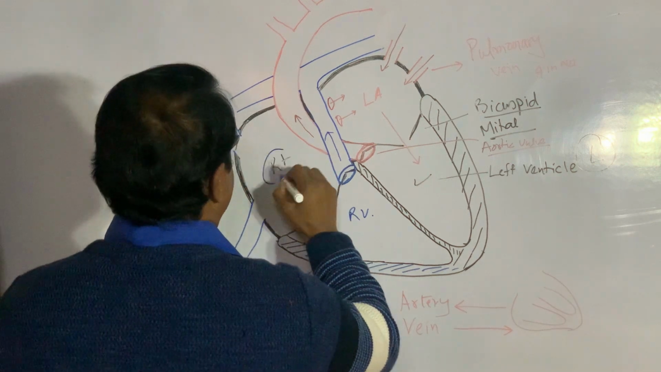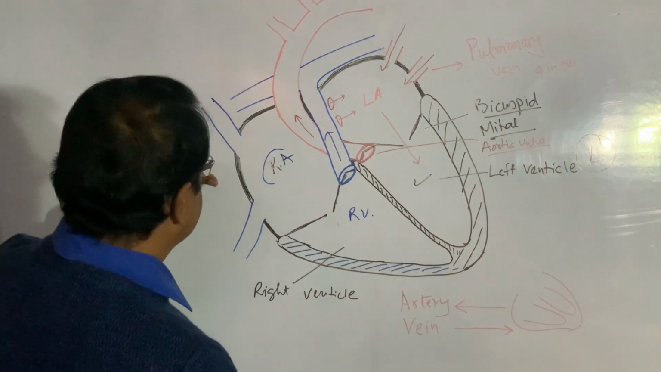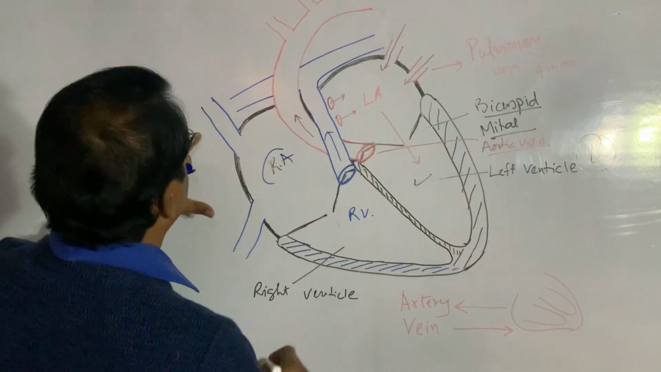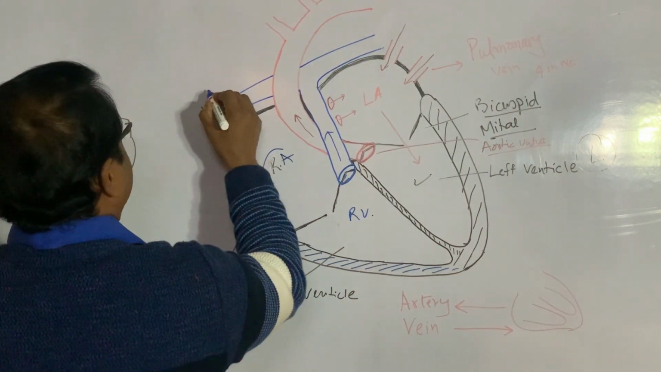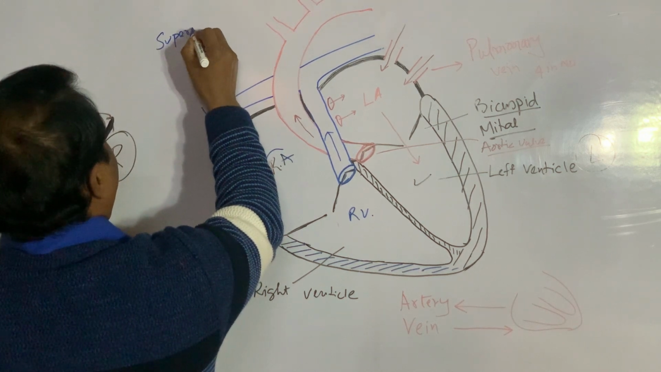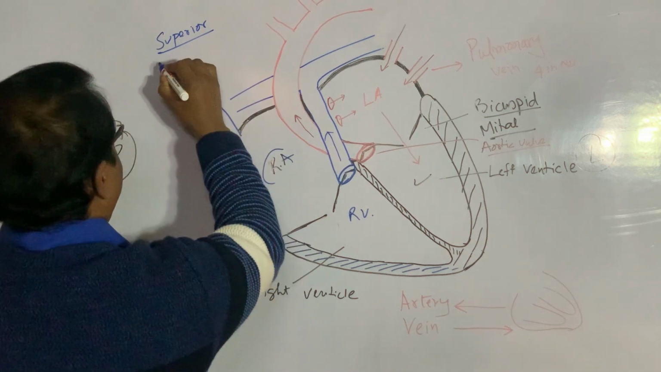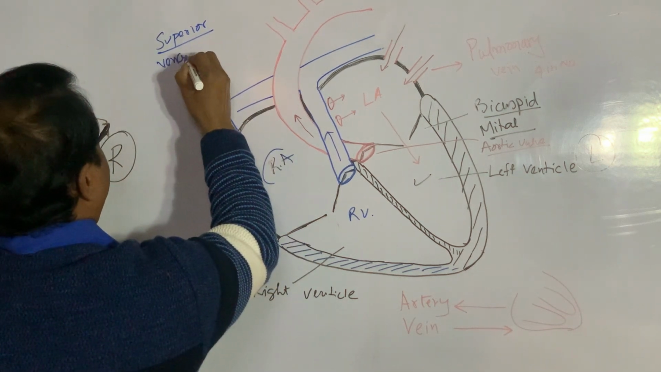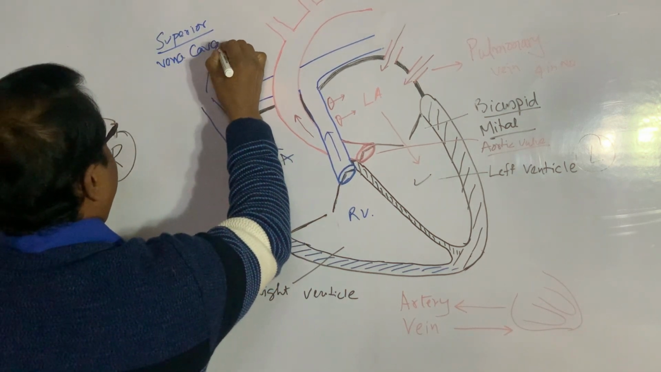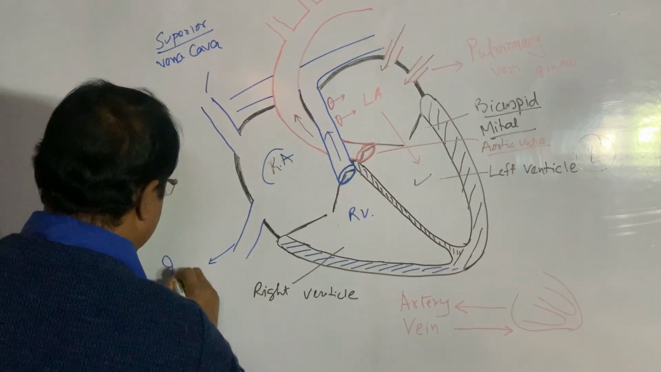Here is the right atrium. The right atrium receives blood from the superior vena cava, that is the superior vena cava, and that is the inferior vena cava.